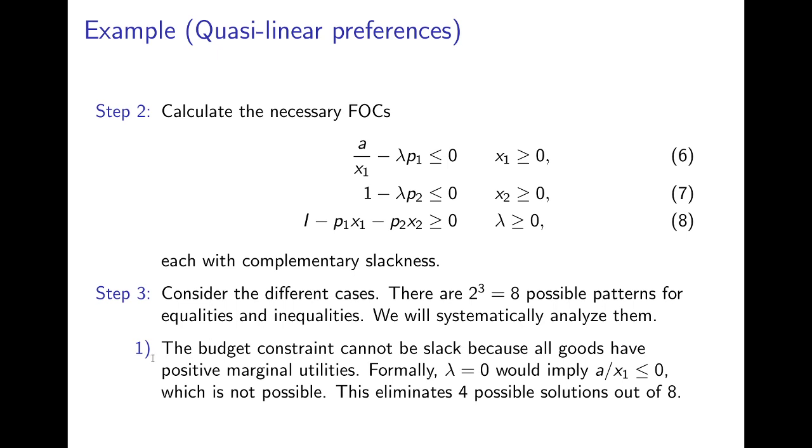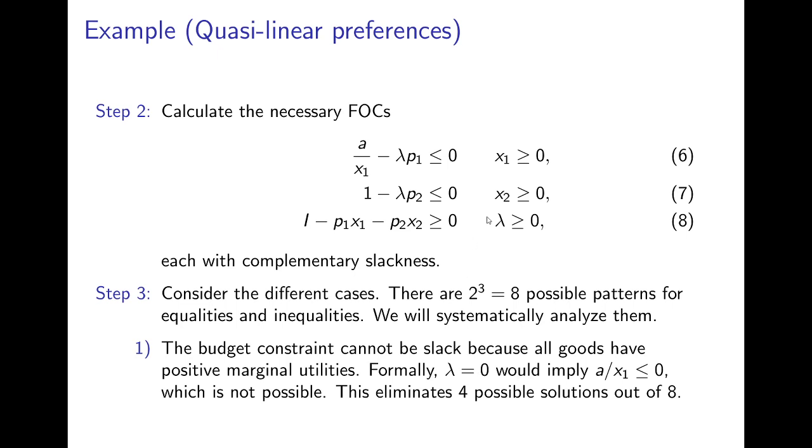But now already we see that we can rule out that the budget constraint is slack here, because all the goods have positive marginal utilities. So from the utility function, good 1 increases utility and consumption of good 2 increases utility. So we know that in the end the budget constraint will never be slack, and therefore we have that lambda will be strictly positive, and this here will be strictly equal to 0.